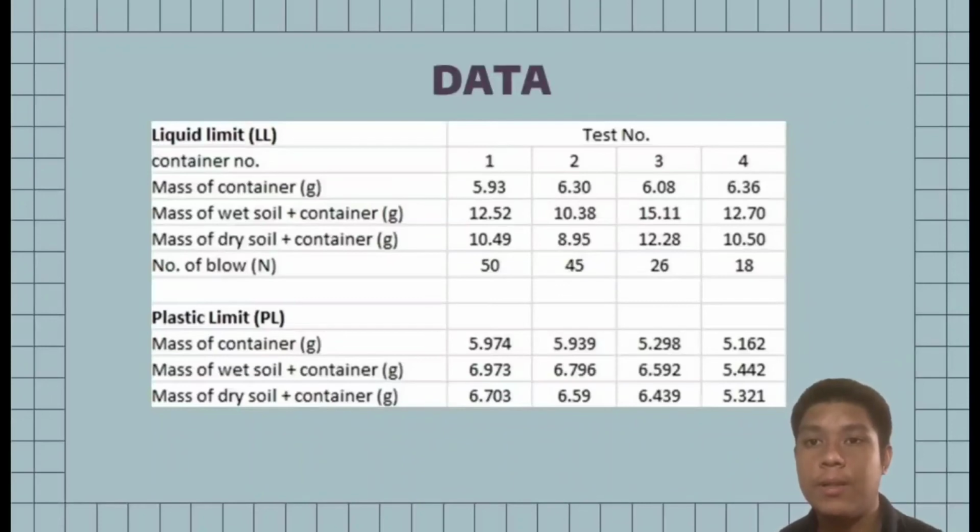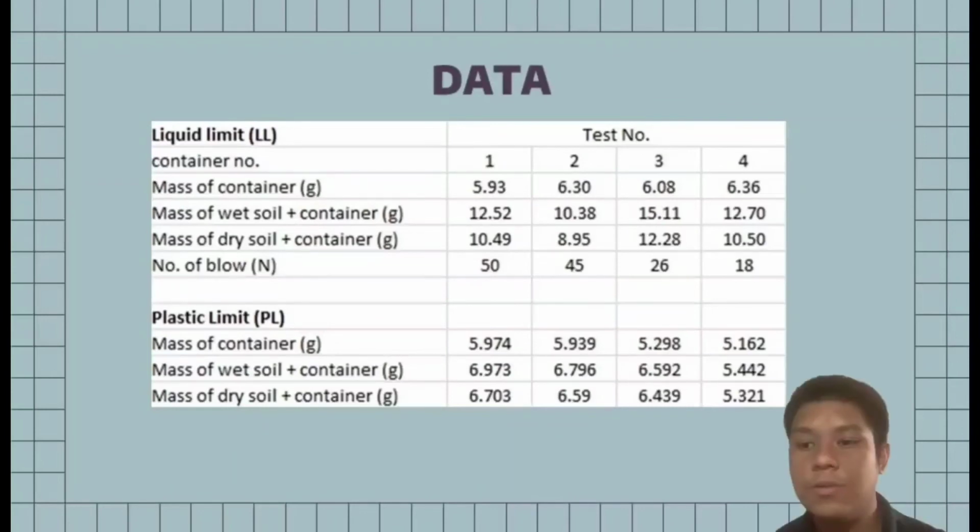And I will continue this presentation with the data. First, look at the slide. We have a table with liquid limit and test number. First, container number 1: mass of container is 5.93, mass of wet soil plus container is 12.52, mass of dry soil plus container is 10.49, and number of blows is 50.